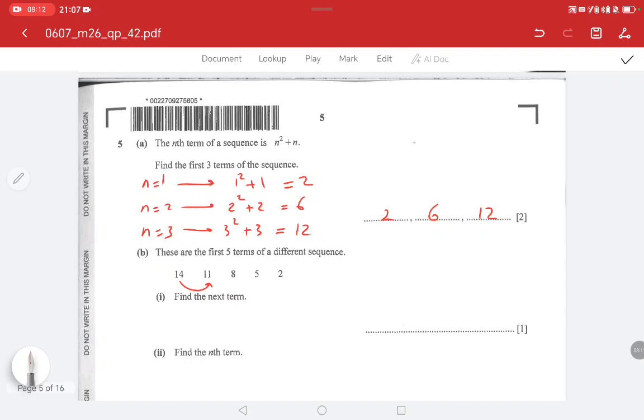So 14 became 11. It means negative 3, then negative 3, negative 3, negative 3. So 2 negative 3 will be negative 1. So the next term should be negative 1. Since the first difference is the same, this one is a linear sequence.